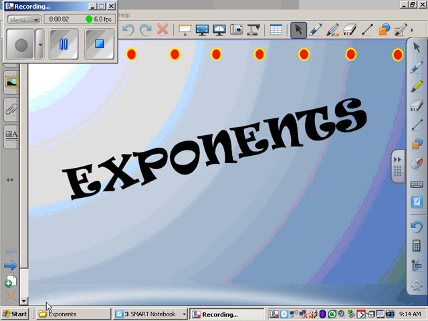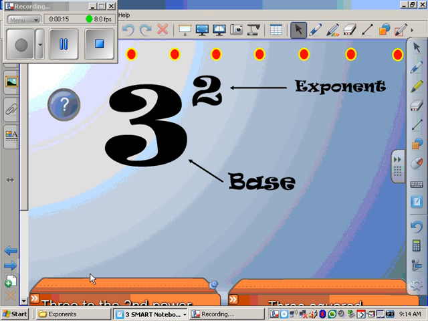In this lesson, we will go over the general idea of exponents. Let's take a look at the different parts of a power. If you look at this expression, 3 squared, there are two parts. The large number is called the base. The small number is called the exponent.